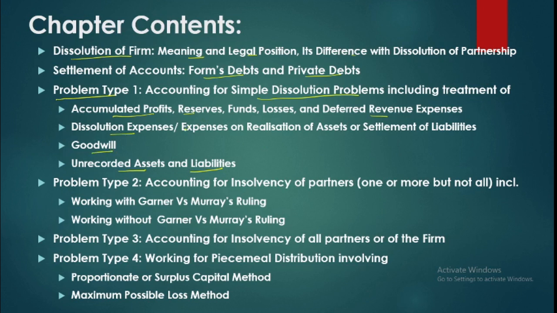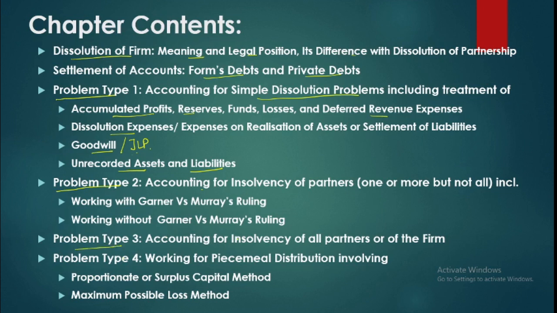And to mark one more thing here, we have treatment of joint life policy also, because sometimes students have doubts regarding this. Okay. And the second type of problem is accounting for insolvency of partners. So what if a partner has become insolvent? Will it affect our accounting of the dissolution of the firm or not? And if it does affect, then how will it be accounted?